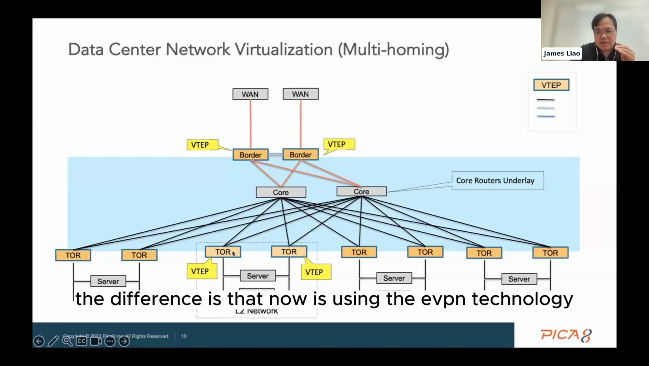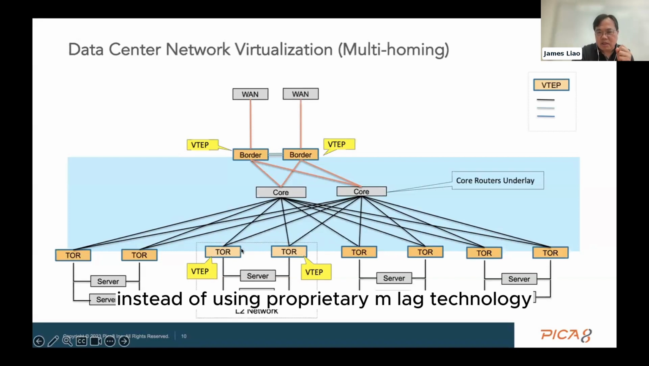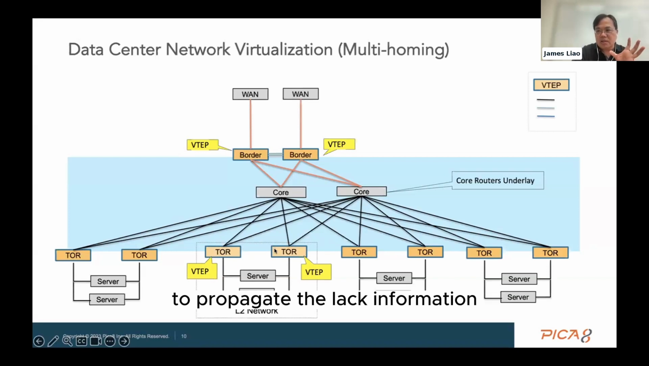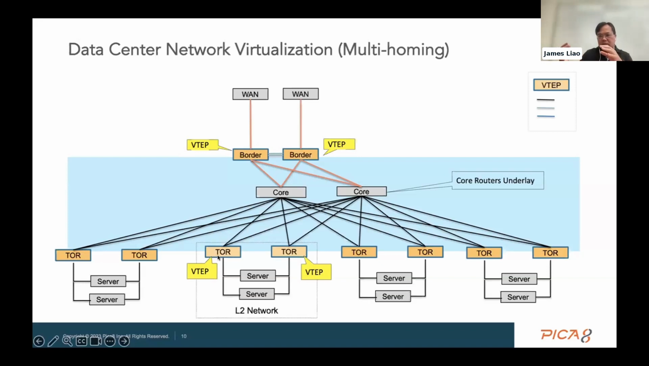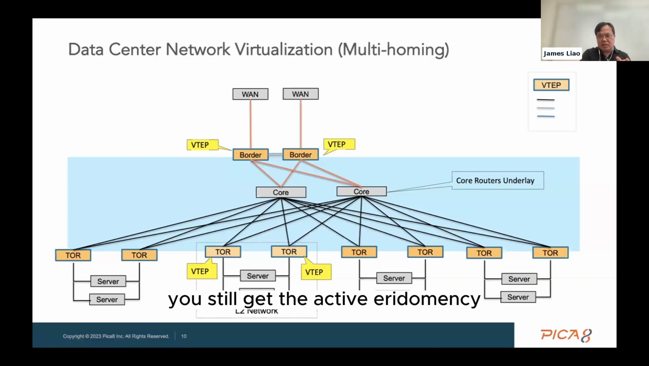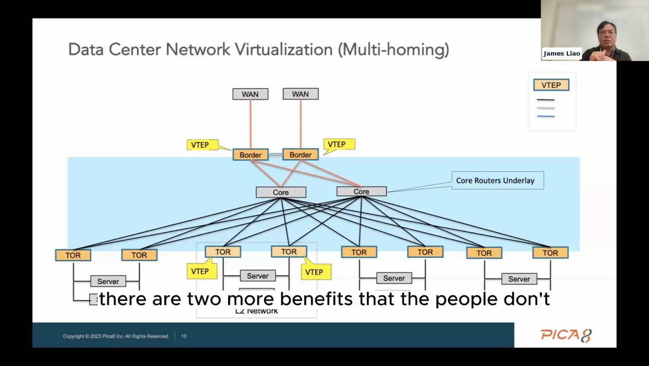Okay, so what is the difference? The difference is that now it's using EVPN technology to propagate the pairing information between the two top of racks, instead of using proprietary MLAG technology to propagate the LAG information. So that's the huge difference. And with this, you get standard-based multi-link technology to go through the top of rack to build the virtual network. You still get the active redundancy, and it's standard-based.